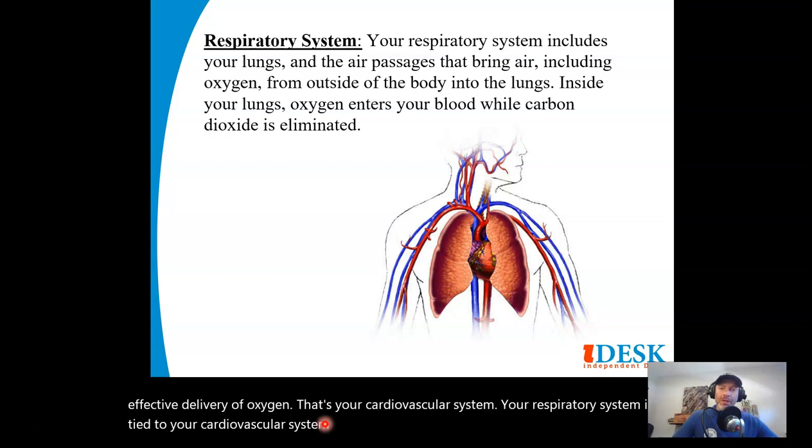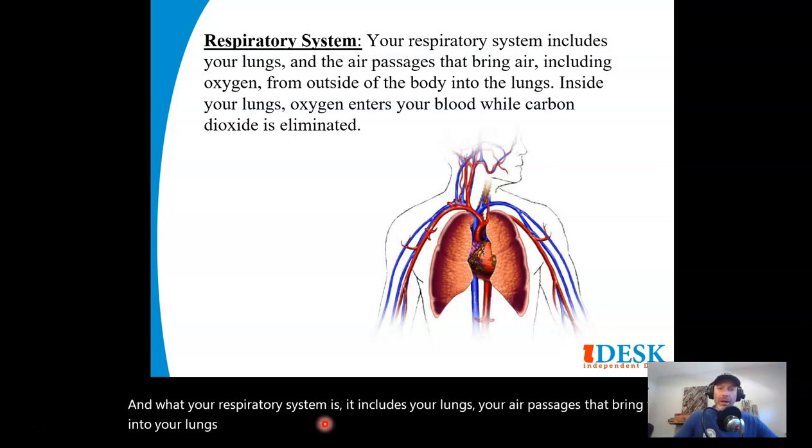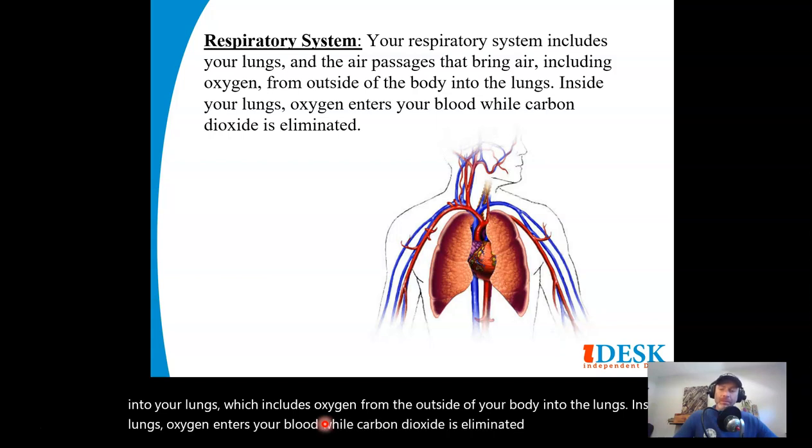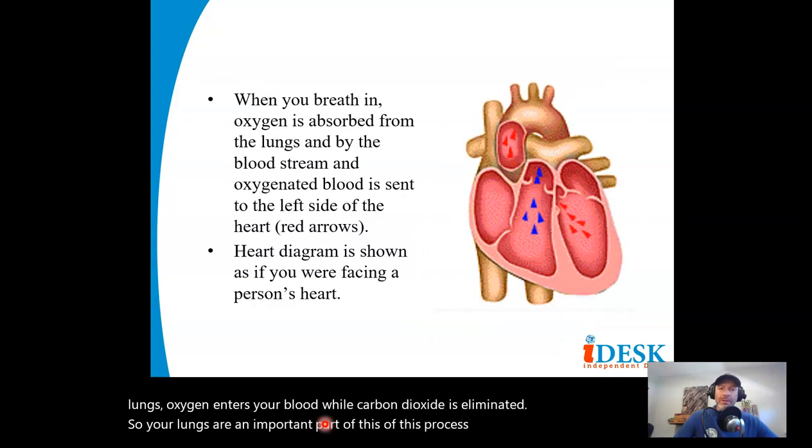That's your cardiovascular system. Your respiratory system is closely tied to your cardiovascular system. It includes your lungs and your air passages that bring the air, which includes oxygen, from the outside of your body into the lungs. Inside your lungs, oxygen enters your blood while carbon dioxide is eliminated. So your lungs are an important part of this process.